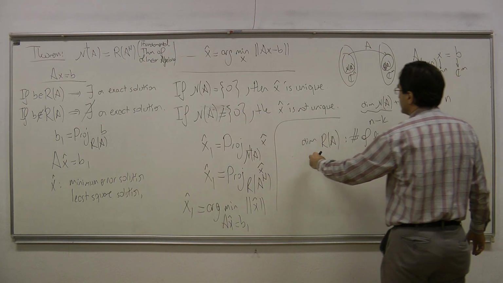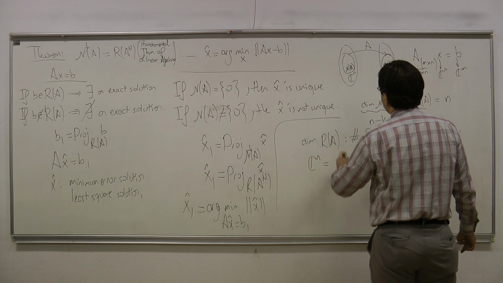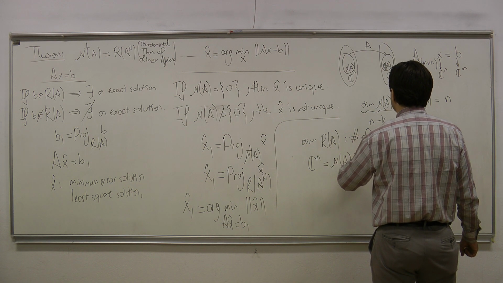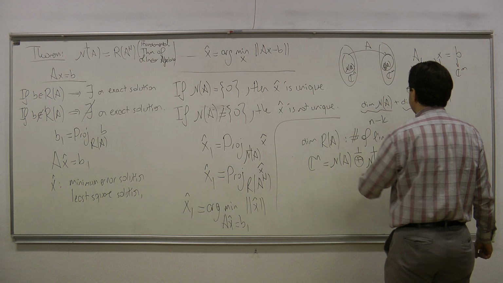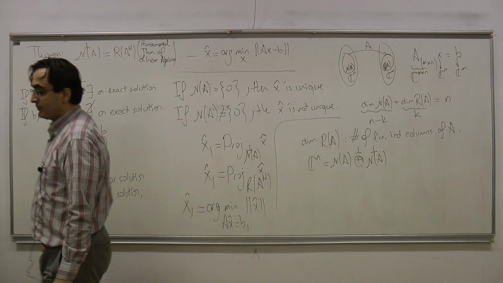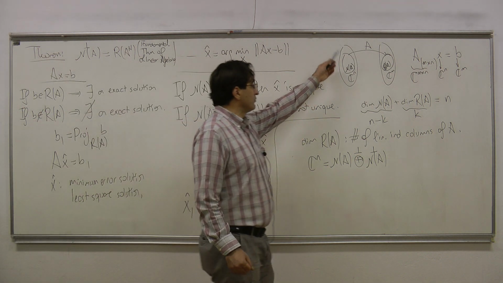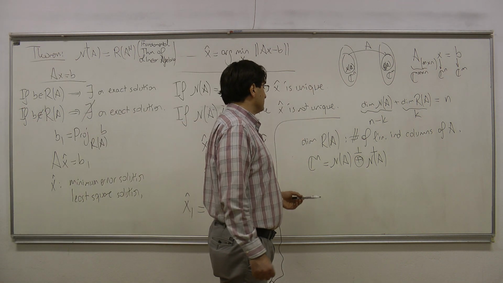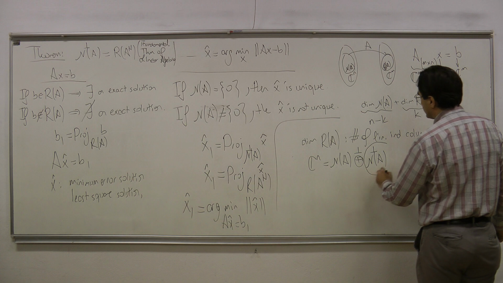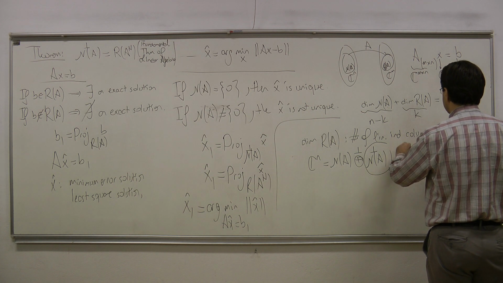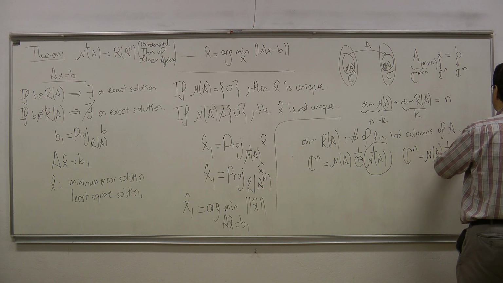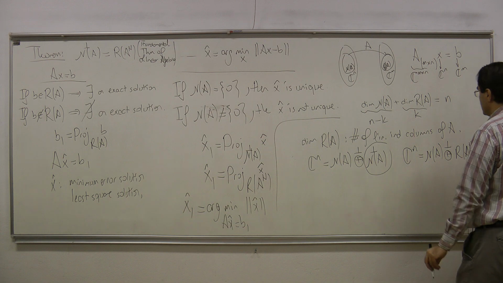So remember, I can actually write Cn as the orthogonal direct sum decomposition of the null space of A and the null space of A orthogonal complement. Okay? I can do this for any subspace of Cn. All right? And I know that by the fundamental theorem of linear algebra, this is nothing but the range space of A Hermitian. Cn is equal to the null space of A and the range space of A Hermitian. Okay?